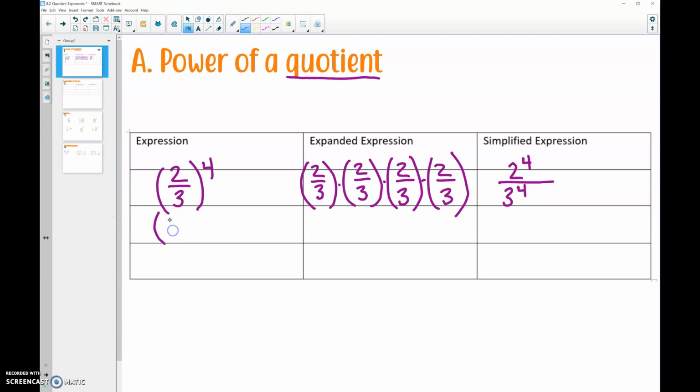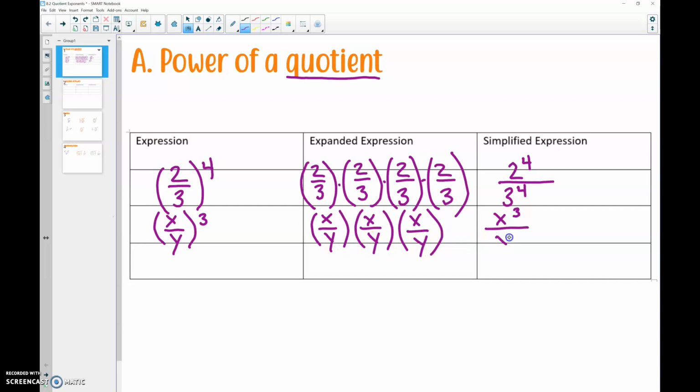Our next example, let's work with some variables. We'll do x over y to the power of 3. Just like with our previous example, we're going to expand it. So we've got x over y, and x over y. Hopefully you're seeing a pattern here, where if we go straight across the numerator, across the top, we've got 3 x's, or x cubed. And across our denominator, we've got y times y times y, so y cubed.